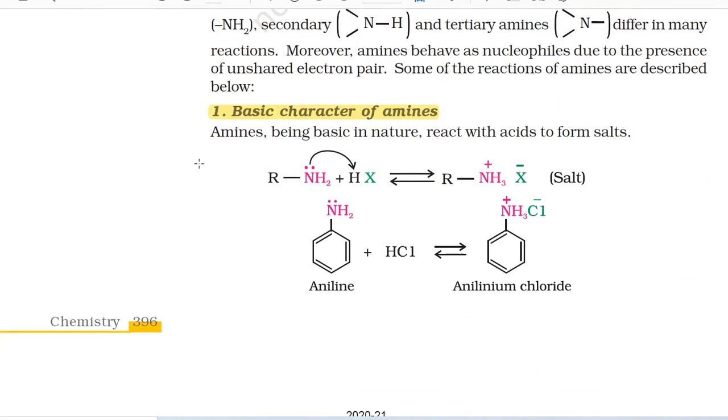First, basic character of amines. Amines being basic in nature react with acid to form salt.